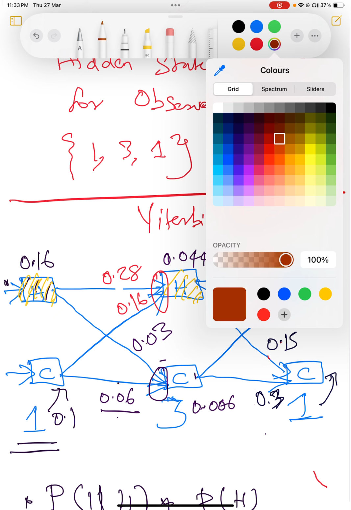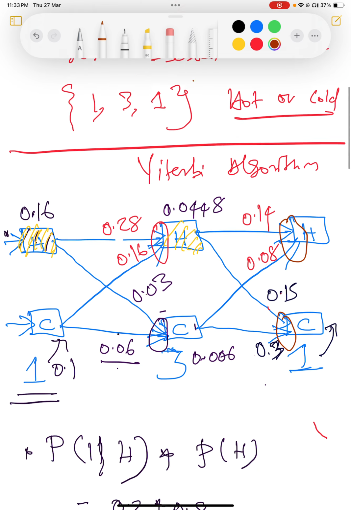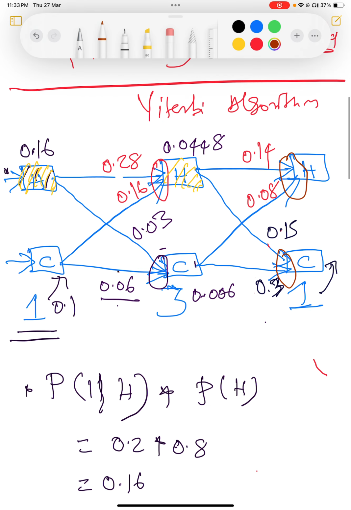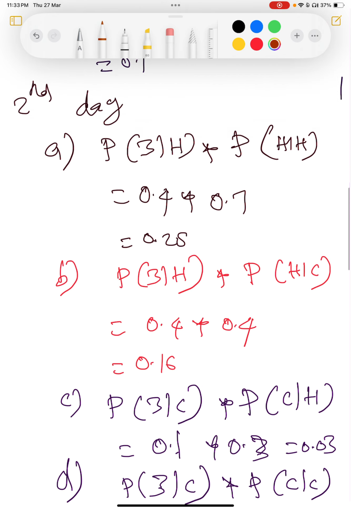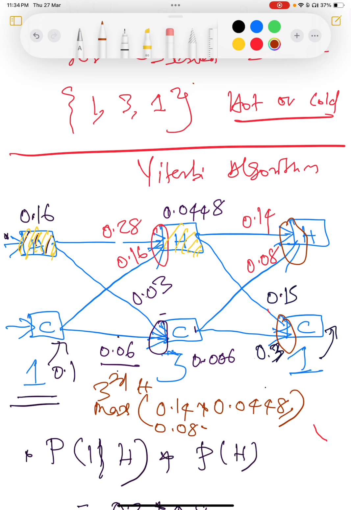We have to find the max of these. 0.14 into 0.0448, and 0.08 into 0.006. So we have to find the max of 0.14 into 0.0448 for the third day H, comma 0.08 into 0.006. What will be the answer?